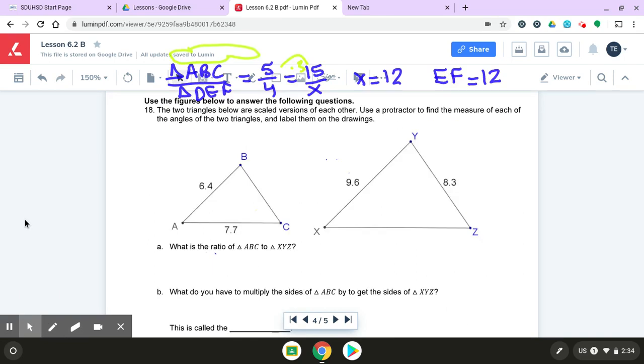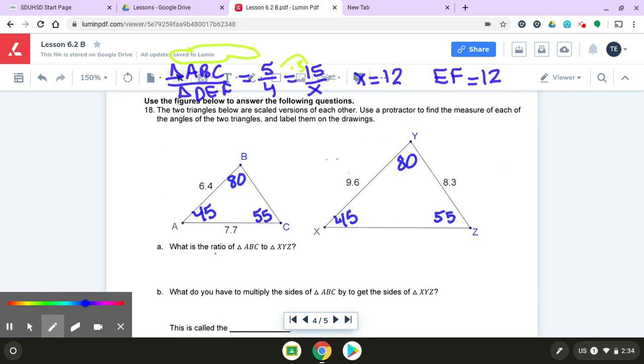Triangles below are scaled versions of each other. That means that they are similar. They're proportional. Use a protractor to find the measure of each angle of the 2 triangles. Well, if they're proportional, then they should have the same angle measurements. So go ahead and use your protractor, and then let's check back.